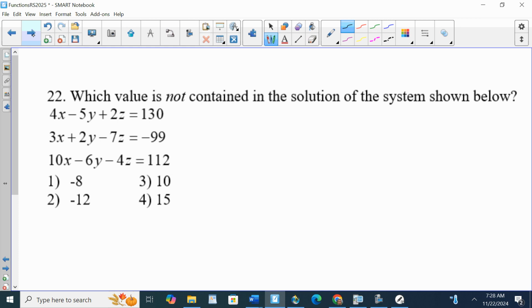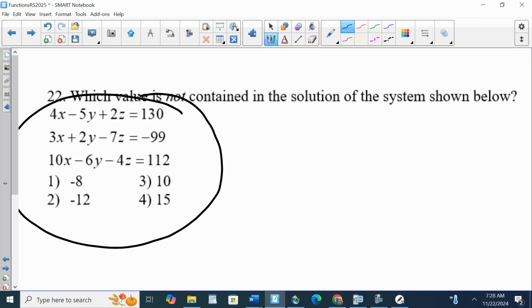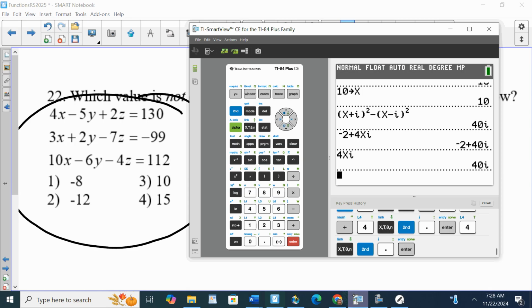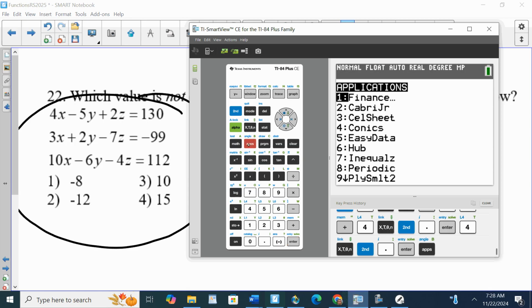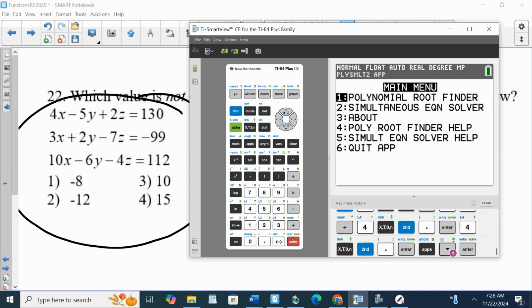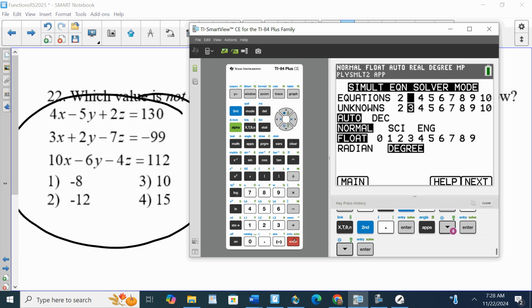Which value is not contained in the solution set for a 3x3 system? 3x3 system, that's your PlySmlt2. To get there, we go to apps. We go to PlySmlt2. For me, it's option 9. Yours, it might be somewhere else. Option 2, simultaneous equation solver. It defaults to 2 and 2. Make sure it's on 3 and 3.